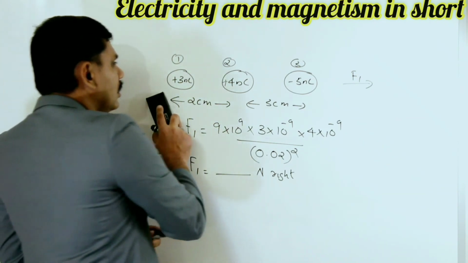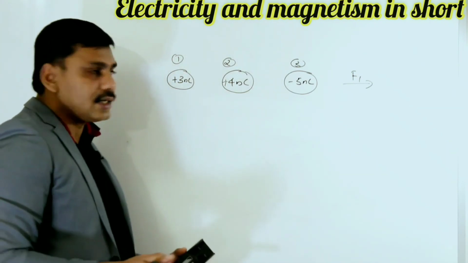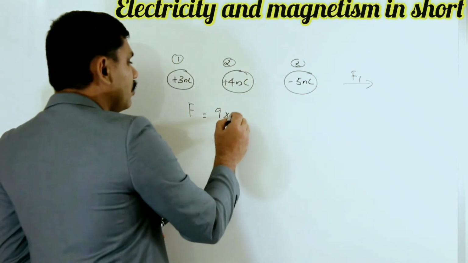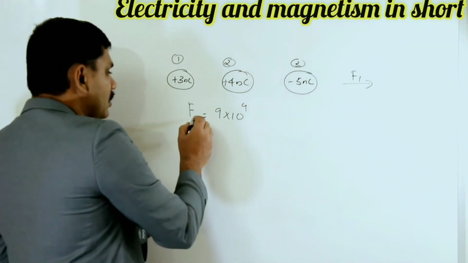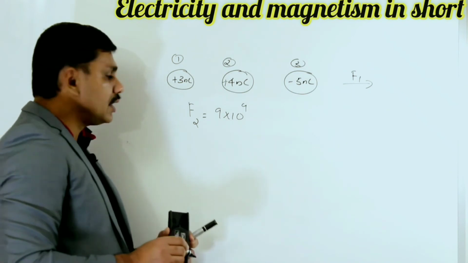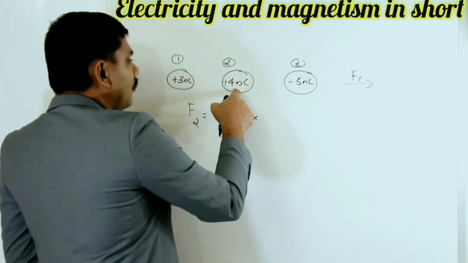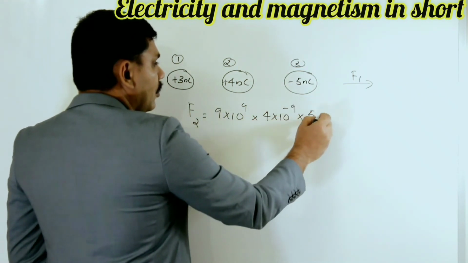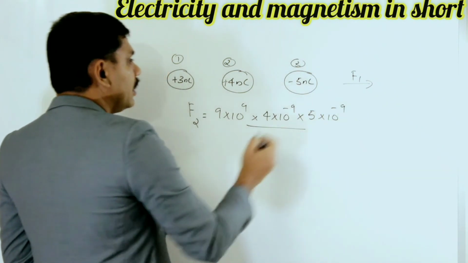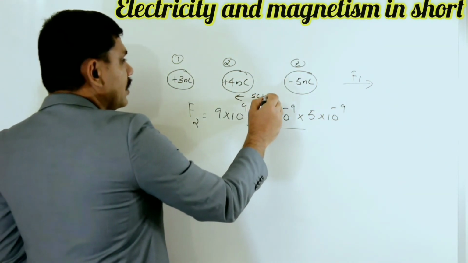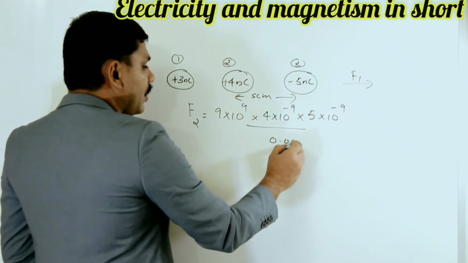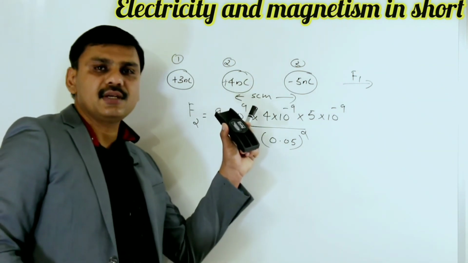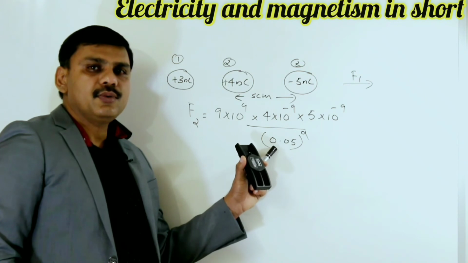Then I am considering the second charge and third charge. So the same equation, F equal to K, K is 9 multiplied by 10 to the power 9. So I am considering this as F2. First one is F1, second one is F2. The charges are 4 nanocoulomb, so 4 multiplied by 10 to the power minus 9, and 5 nanocoulomb, 5 multiplied by 10 to the power minus 9. The separation is 5 centimeter, so 0.05, the whole square. The separation was 5 centimeter. We are converting into meter.